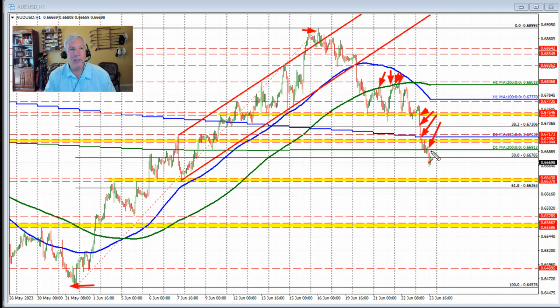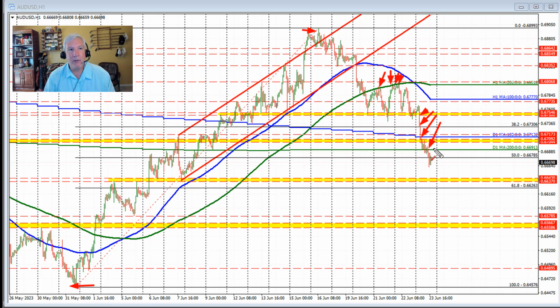And then more recently, we moved below the 200-day moving average at 0.66913. Stay below that level, and it's even more in favor of the sellers. I would be remiss if I didn't mention the 50% retracement as well. So all these levels are being taken out of play, and the sellers are taking more control on each move below that level.